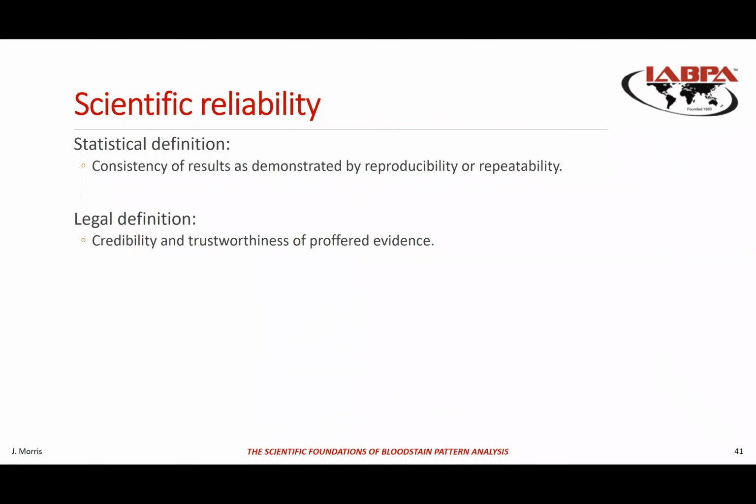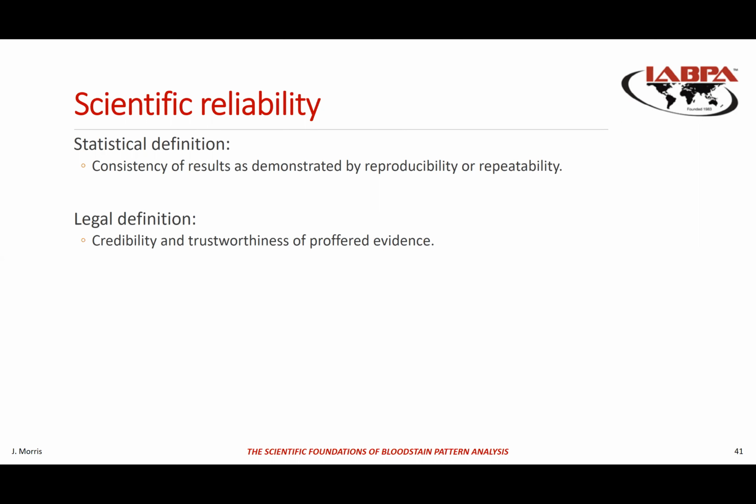Well, what do we mean by reliable? In a way, it kind of depends on who you ask. If you ask a statistician, an example of a statistical definition of reliability is here. It's a consistency of results as demonstrated by reproducibility or repeatability. That would be a pretty typical answer for statistical reliability. But the courts, at least in the United States, have come up with their own definition of reliability. It's similar, but it is different.